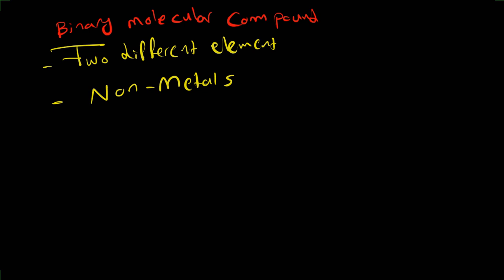For example, we have CO2. Carbon is positively charged, so the oxidation number is positive. Oxygen is negatively charged. So both of them are non-metal. This one is non-metal, and this one is also non-metal. But why is this one positive and this one negative?